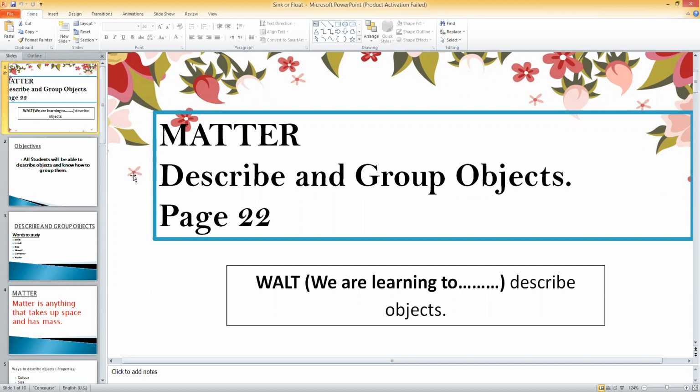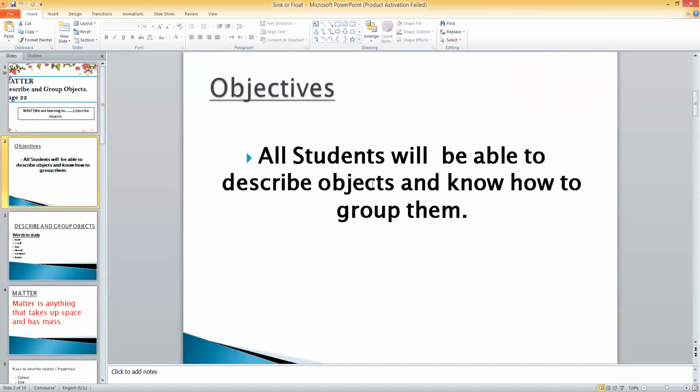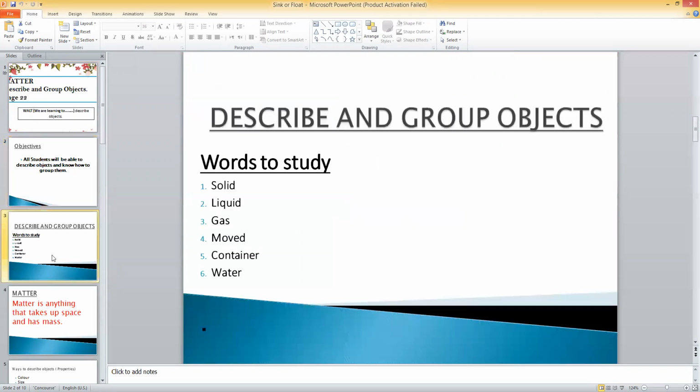Okay, today we want to continue our topic, which is describe and group objects. We are still under matter. How can we describe objects and how can we group them? Our objective for the week is all students will be able to describe objects and know how to group them.